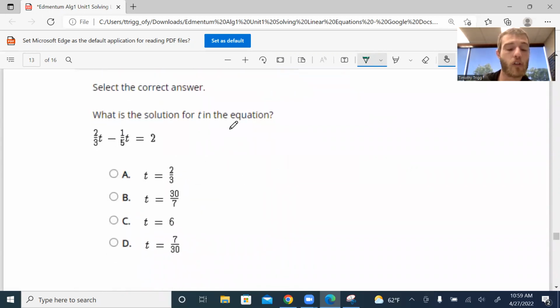Here we're trying to find the solution for t. So let's go ahead and solve for t. One thing we could do here is multiply every term in this equation by the lowest common denominator. Here we have thirds and fifths, so we have a 3 and a 5 in these denominators. So what would be the lowest common denominator in this case? In other words, what number is a multiple of 3 and a multiple of 5? Well, that's 15 in this case.